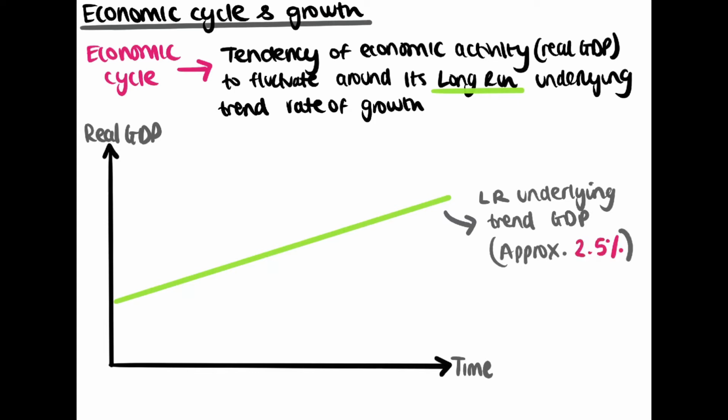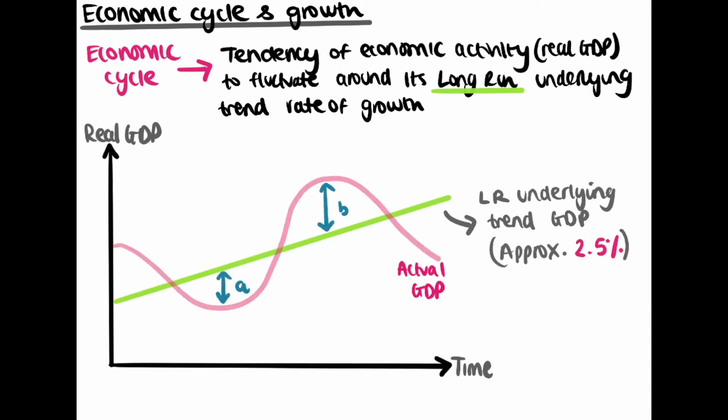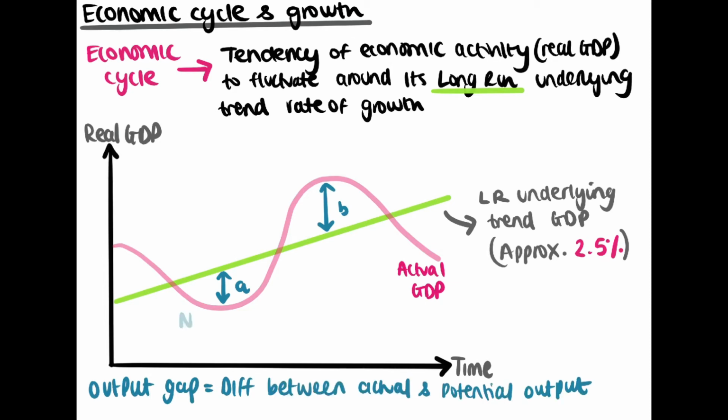Whereas the pink line represents how actual GDP fluctuates around the trend rate of growth. And this rate depends on supply-side factors such as long-term investment, education, and training. When actual GDP is less than the trend rate, we have a negative output gap. And when actual GDP exceeds the trend rate, we have a positive output gap. So the output gap is just referring to the difference between actual and potential output.